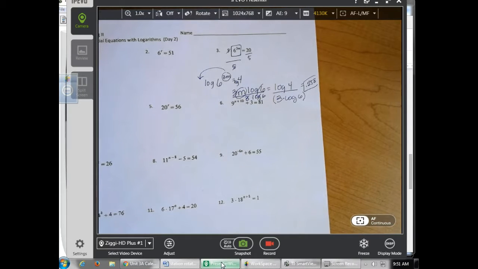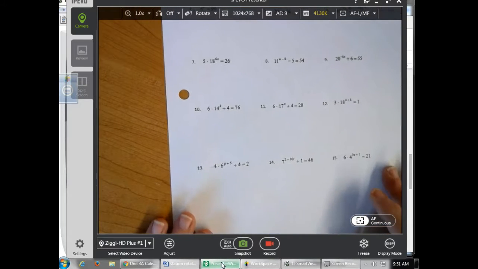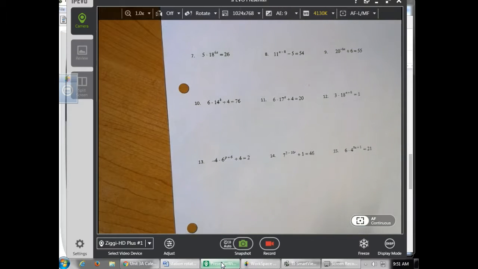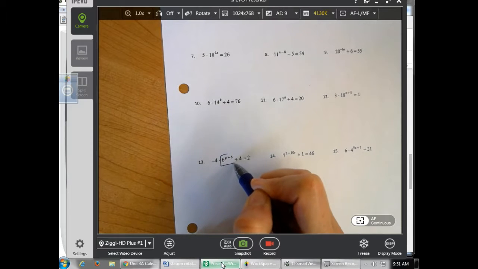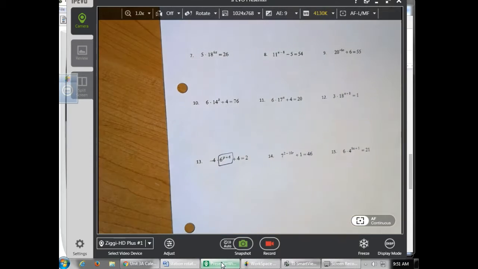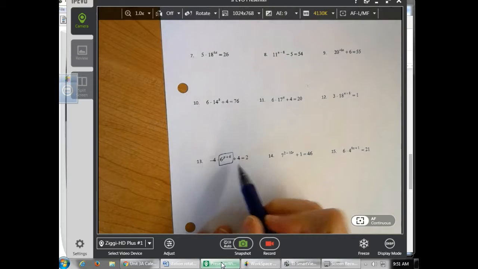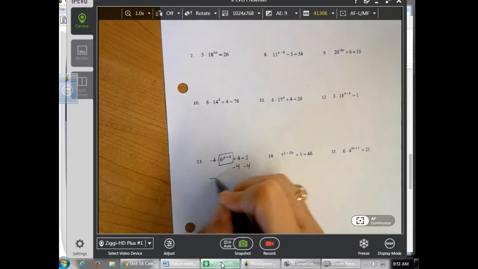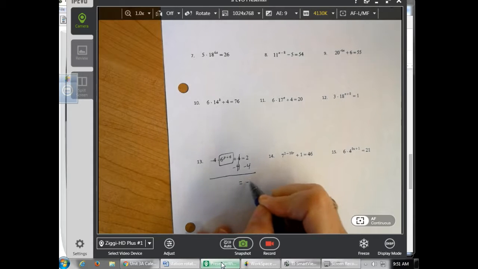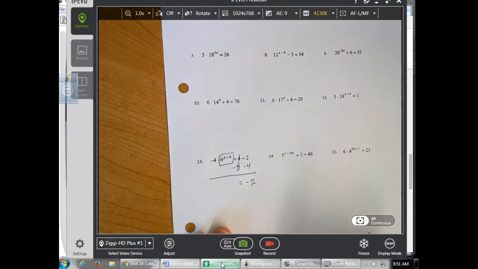Now let's go to one that's a little bit more complicated, and that might be one where you have addition and subtraction first and then division. So let's look at number 13 down here, and you can pause and write this down so that you can kind of work it with me here. So when I look at this, I see my power is 6 to the p plus 6. And you don't realize how important it is to know that that's your power because you want to isolate that. So the first thing I'm going to do is subtract this 4 from both sides. And then I end up with a negative 2 on the right-hand side there.